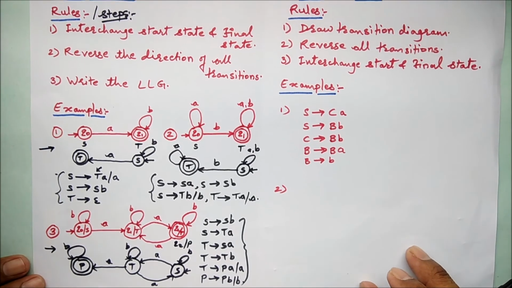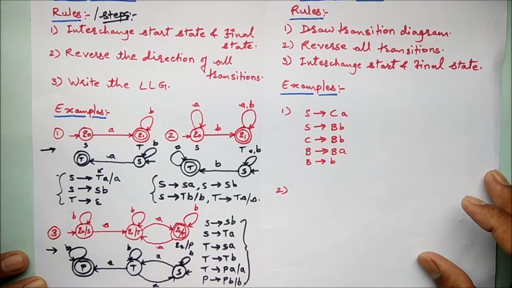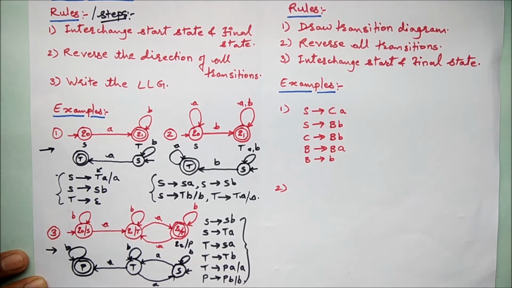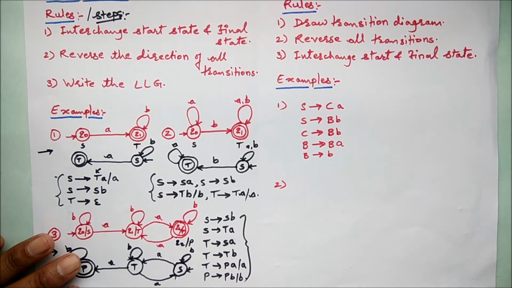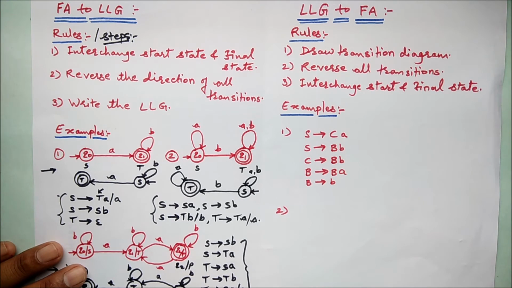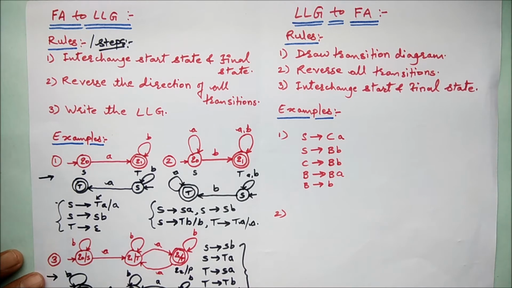So up to now, I hope you people have understood it very properly and without any doubts, my dear friends. If you have any doubts, please put them in the comment box. Right. So these were some examples of how to convert the FA to LLG. Right. So now let's see how we can convert a given LLG into a finite automata. Right. So let's move ahead, my dear friends.